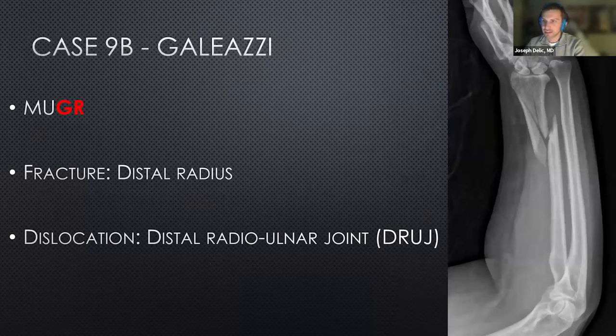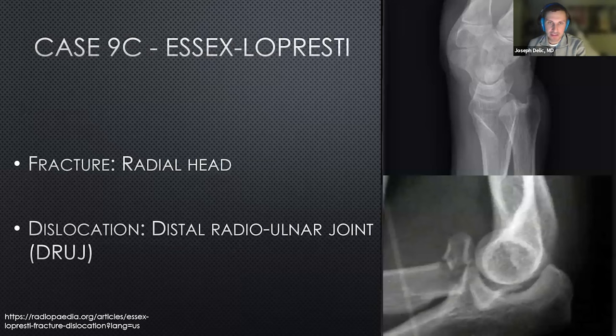Galeazzi, the radius is fractured, and distally, the distal radial ulnar joint is dislocated. Okay, so that's how I try to remember these. The third one is the Essex-Lopresti, and that's kind of its own thing. The radial head and the same side, that distal radial ulnar joint is dislocated. I try to use the first two to help me remember those.